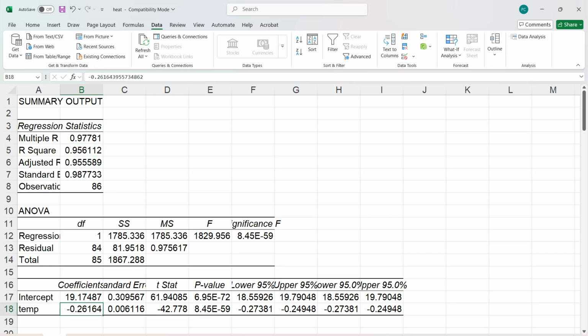As for the sign of the relationship, I see that indeed, when it's warmer outside, people are using less natural gas to heat their homes, which makes perfect sense. And when it's colder outside, people are using more natural gas. In terms of the units here, each additional degree Fahrenheit corresponds to this model predicting about 0.26 fewer therms of natural gas use.